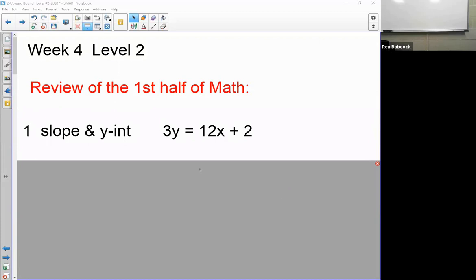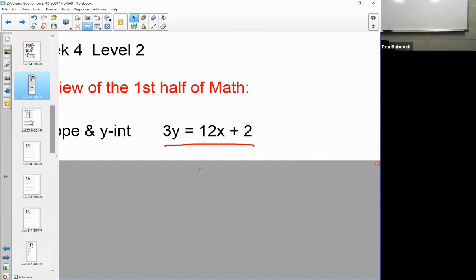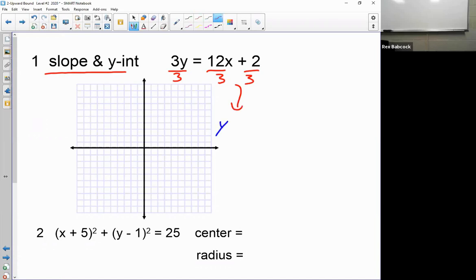What is the slope and y-intercept of this linear equation? Well, we've done a lot with geometry as it relates to the coordinate system, so let's take a look at that. So on number 1, slope and intercept. Well, the first thing is it's not y equals, so I would divide by 3, divide by 3, and divide by 3. And the new equation I would have is y equals 4x plus 2/3.